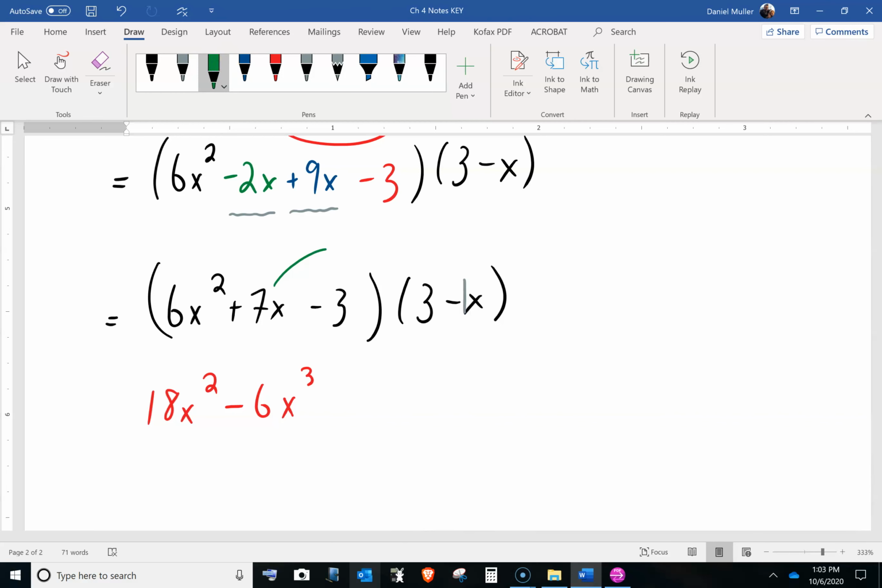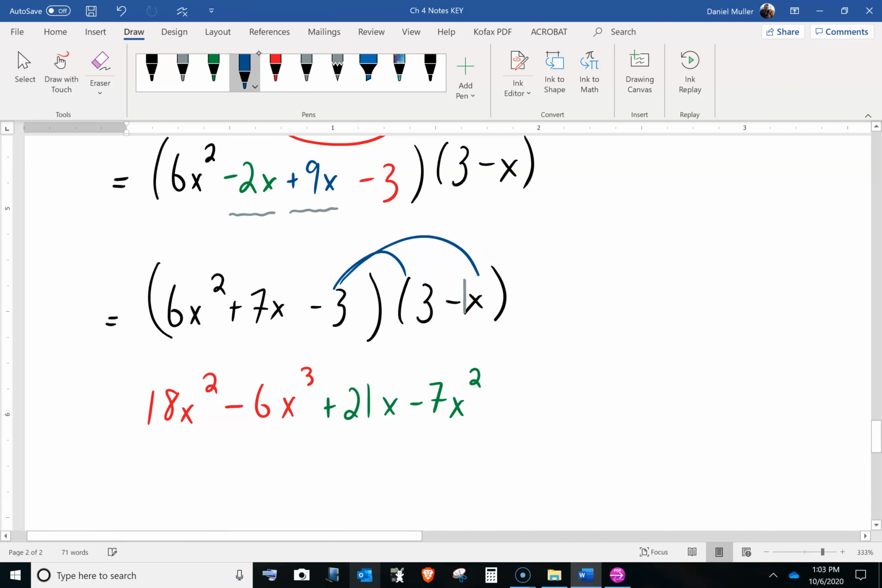Then what I'll do is I'll take the 7 and I'll multiply that in. So 7 times 3 is 21 with an additional x. And then 7 times negative 1 is a negative 7 with 2 x's. And then we can now take the negative 3 and we can multiply that in. So negative 3 times 3 is going to be a positive, nope, it's going to be a negative 9. And the negative 3 times negative 1 is going to be a positive 3 with an x.